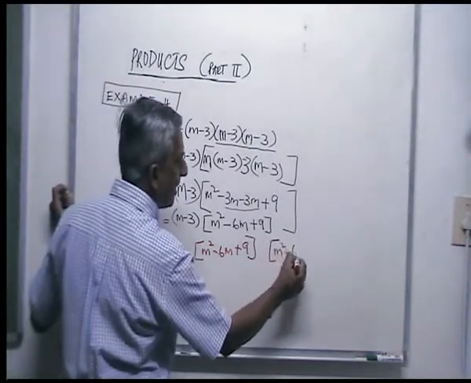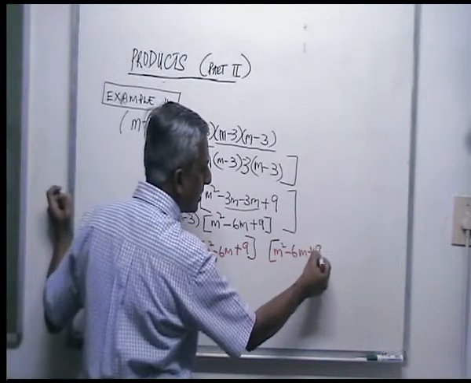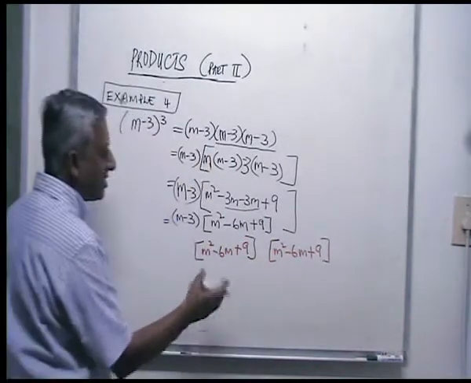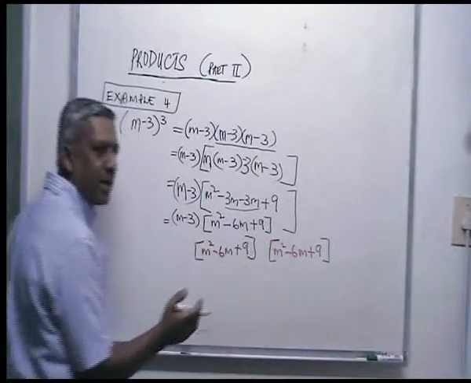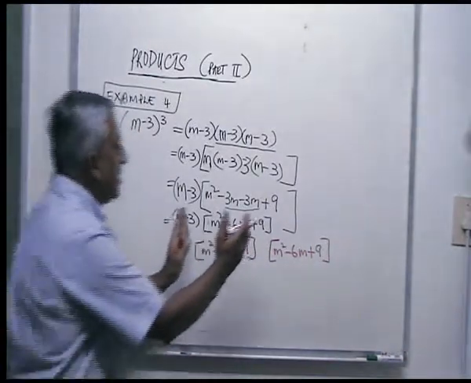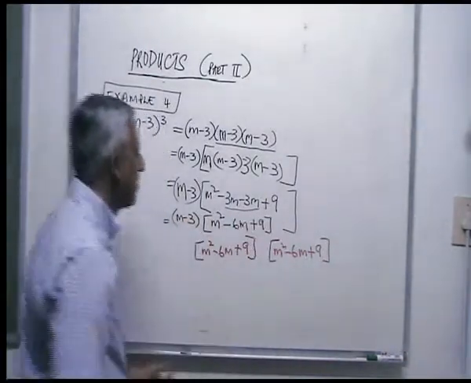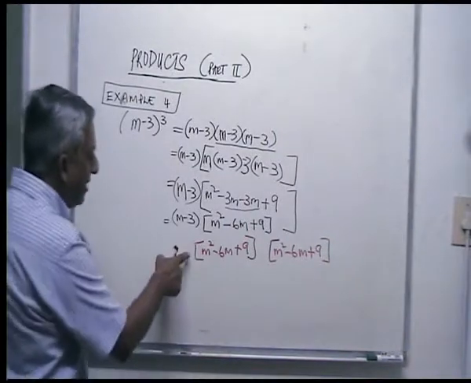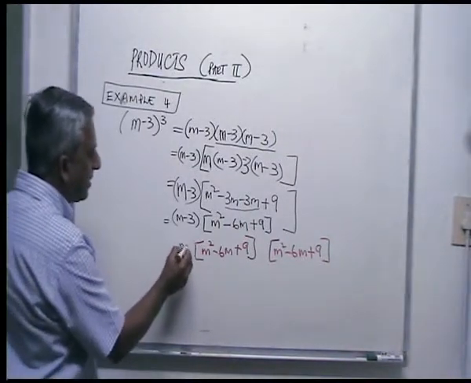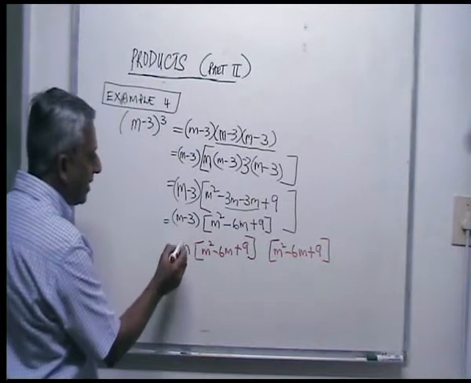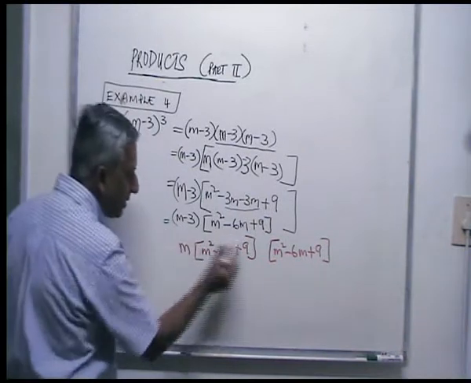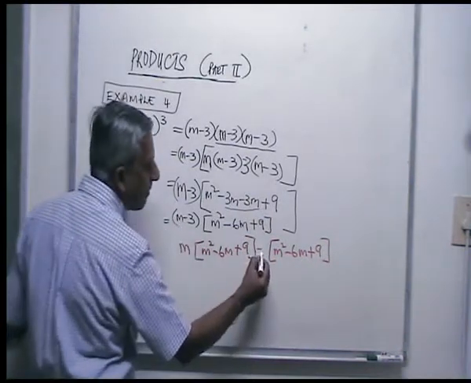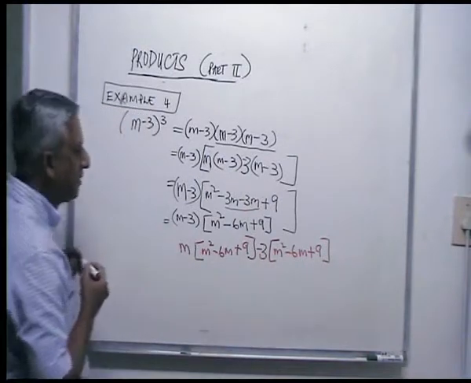M squared minus 6m plus 9. Only difference is that there's 3 terms inside the bracket now. But the second bracket will be written down 2 times, like before. And in the front here, what are we going to write? We're going to write m. You see, the m comes here. And what's going to go in the middle there? The minus 3. You see?